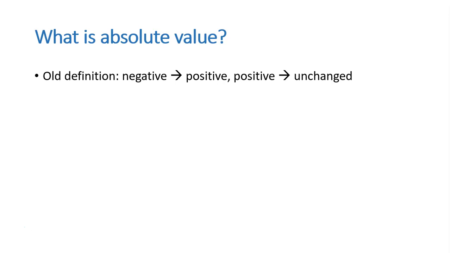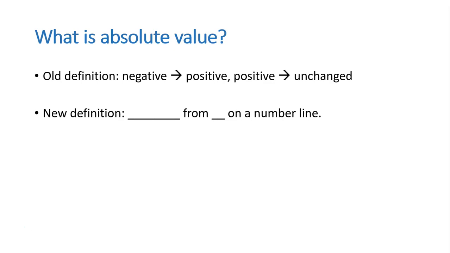So you can keep in mind this old definition. This is technically still true, but we've got a little bit more to add. So our new definition is that absolute value represents a number's distance from zero on a number line. So if we were to start at zero and travel to our given number plotted on a number line, it's the distance we'd have to travel to get from zero to that number. That's what we're going to define as absolute value.